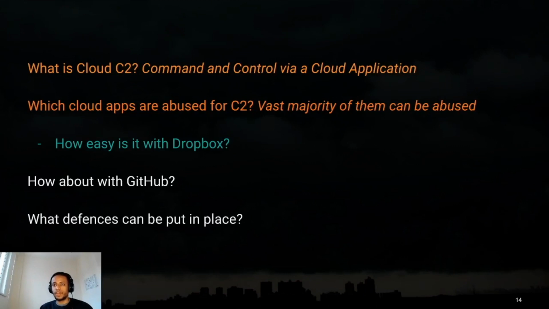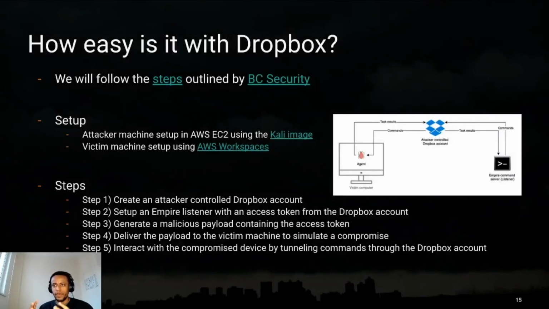Cool. So we've talked about what Cloud C2 is. We've talked about which cloud apps are abused for C2, which are a lot of them, right? So now let's talk about why attackers do this. How easy is this to do, let's say, with Dropbox? So in this talk, we wanted to dive a little bit into Dropbox abuse, specifically for command and control.